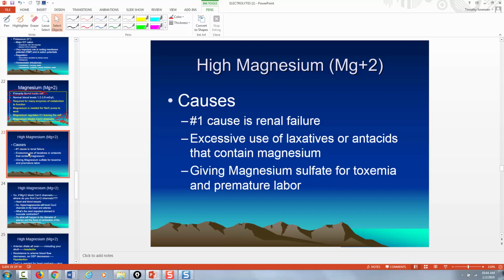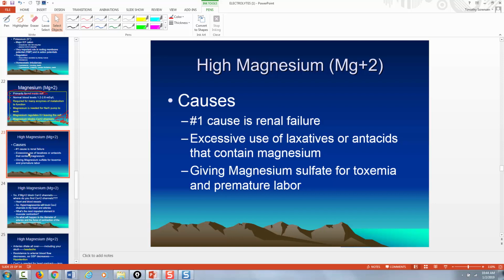Also, a lot of laxatives and antacids contain magnesium. Magnesium citrate, magnesium carbonate, milk of magnesia. So continually taking those can elevate your blood levels of magnesium.